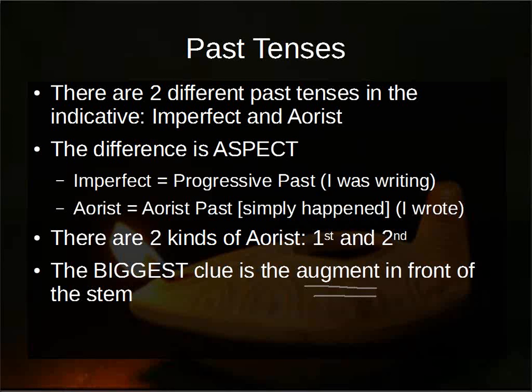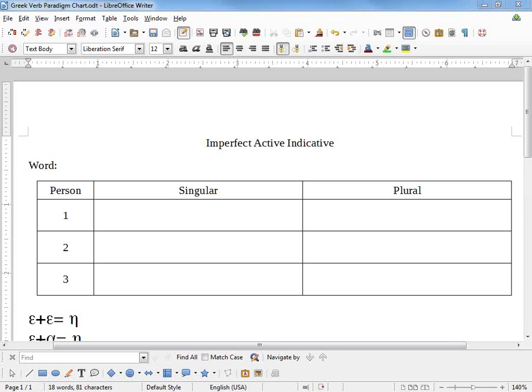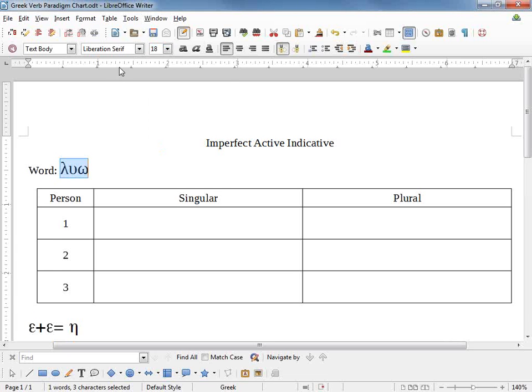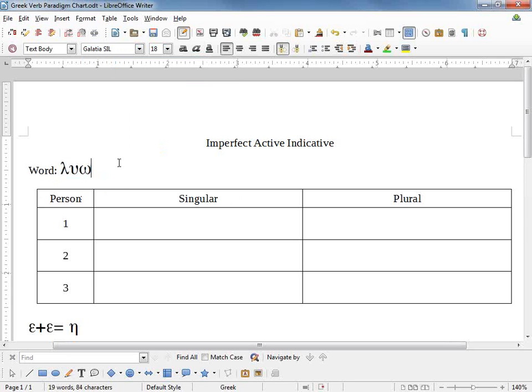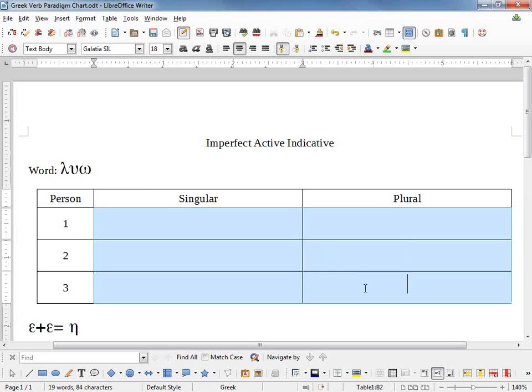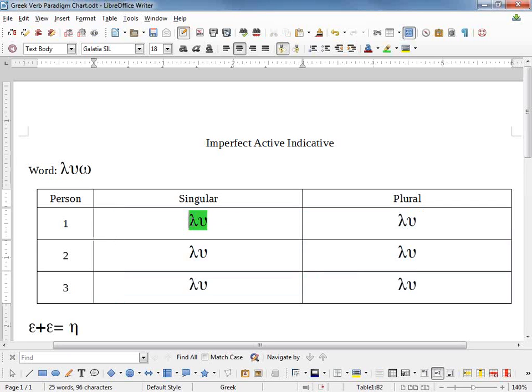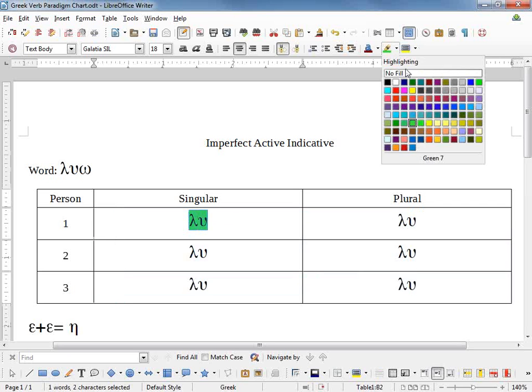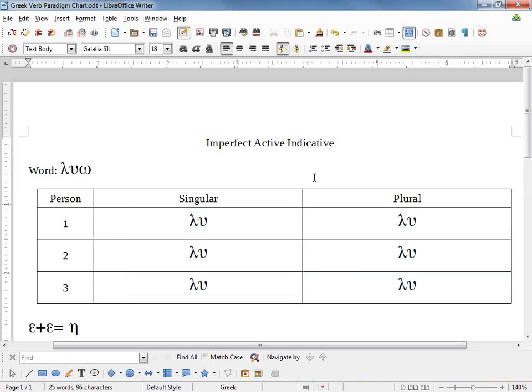All right, so let's go back to our chart. We're going to use our buddy again, luo: lambda, upsilon, omega. That's too small. We're going to make it bigger, and we're also going to use my favorite font. Luo, by the way, means to loose or destroy. So let's start off with the stem. The stem, as always, is lambda upsilon. So I'm going to copy and paste, and then eliminate the fill. So lambda upsilon, that is our stem.